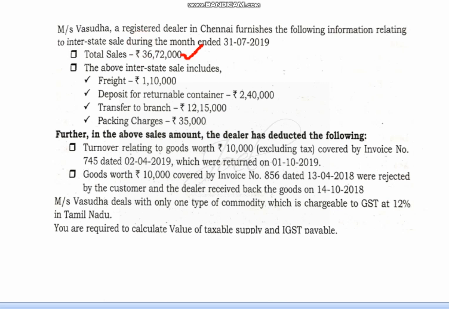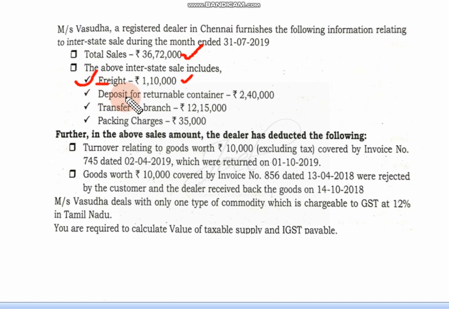First one, see there, freight. In normal case, when freight is not included, we are supposed to add freight charges, but here you can see it clearly, freight is included. It is given there, the above interstate sale includes freight. So when it is included, we are not going to include it again or deduct it again. It is already added, we are not doing any adjustment with this. And remember, it is an interstate sale between two states.